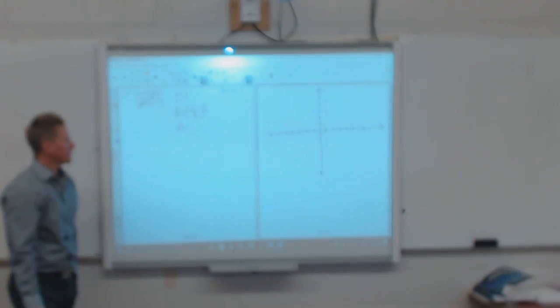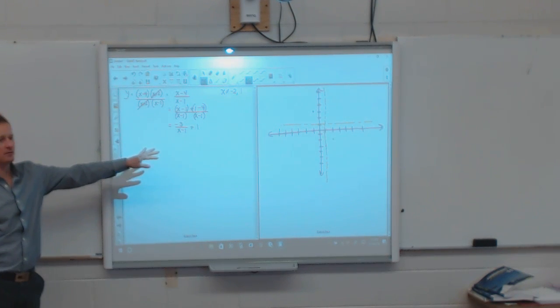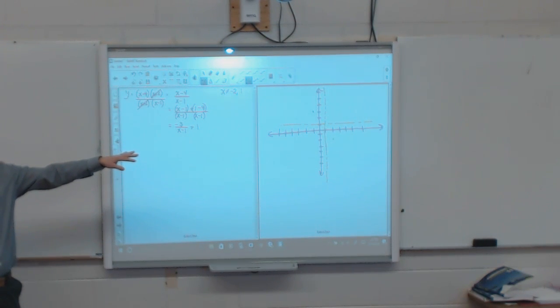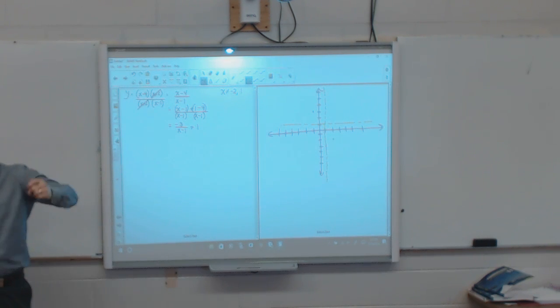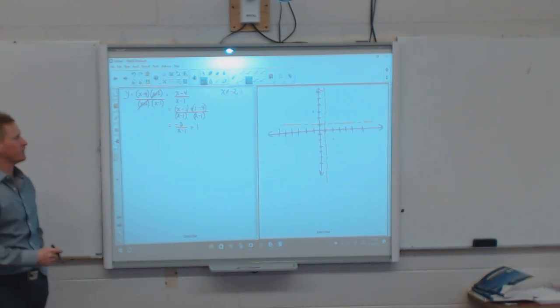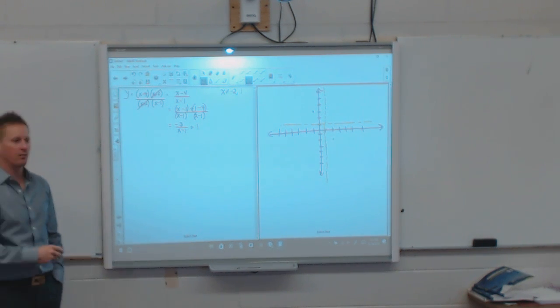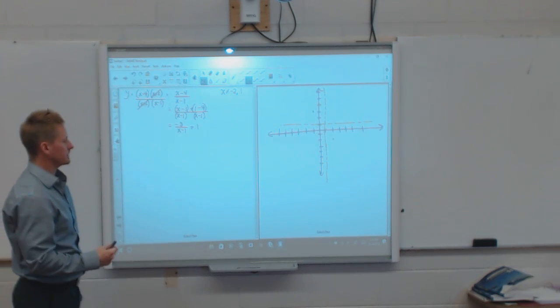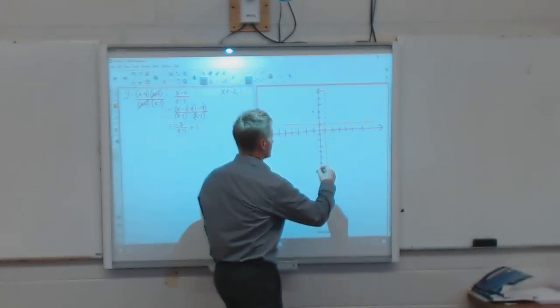So what have I not done so far? I didn't find my intercepts yet, right? But we're going to leave them for a second. That'll be for tomorrow. What I want to show you is this. Okay, so now I have this graph right here.